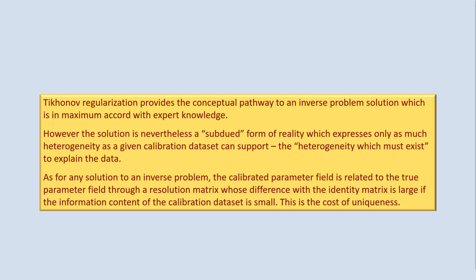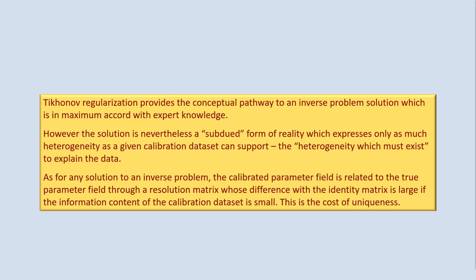Tikhonov regularization is a particularly nice way of solving an inverse problem, because the inverse problem is formulated such that what we see emerge through the calibrated parameter field is the heterogeneity which must exist to explain the data. The constrained minimization problem that we use to solve the inverse problem specifically says, I don't want any more heterogeneity expressed in this parameter field than that which can be supported by the data.